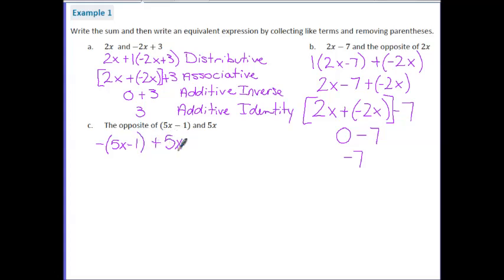Now the first thing I need to do here is to distribute the invisible negative 1 here. That will give me the opposite of both 5x and negative 1, giving us negative 5x, a positive 1, and a positive 5x over here. This one doesn't change because it's not inside the parentheses. Then I want to use commutative property to switch these two so I can group together my 5x's.